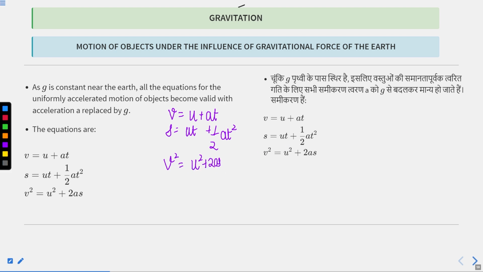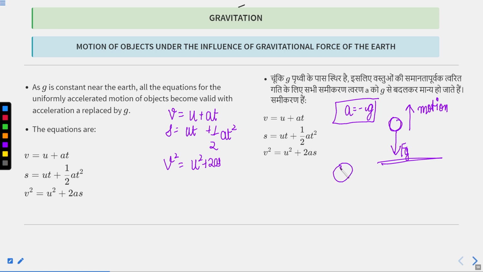If any object is moving upwards and gravity is pulling it downwards, with the motion upward and the direction of gravitational force F gravity downward, then we will take acceleration in this case as negative g, because the object is moving against the gravitational force. If you are throwing any object in the upward direction, then the gravitational force is downward, but the motion is upward. That means the acceleration is negative.